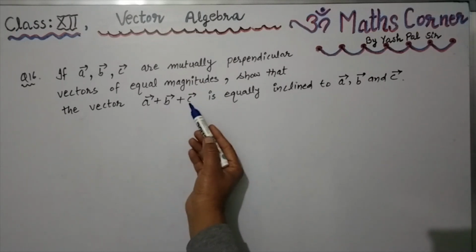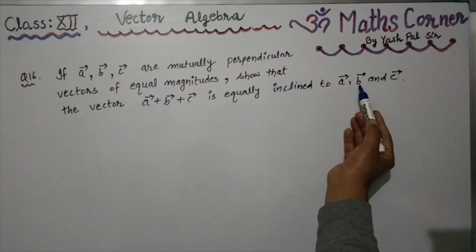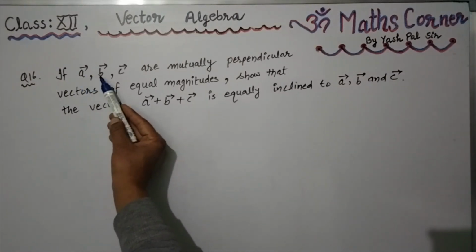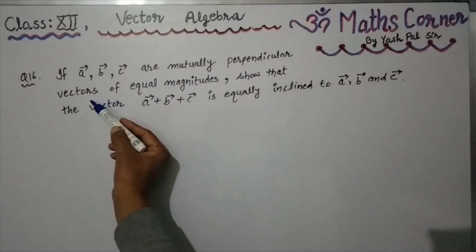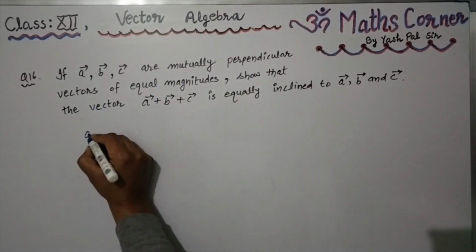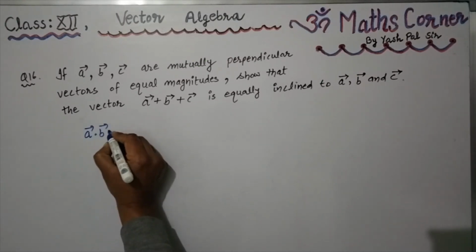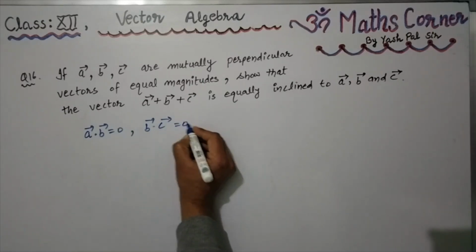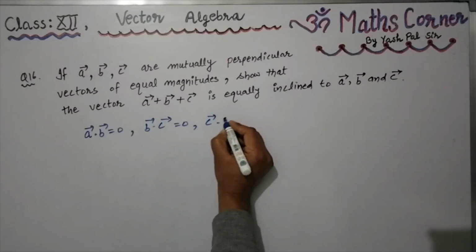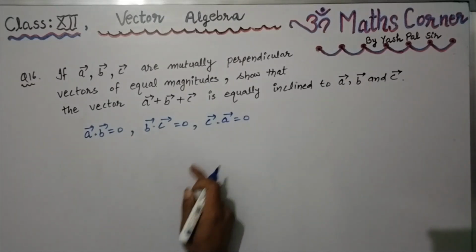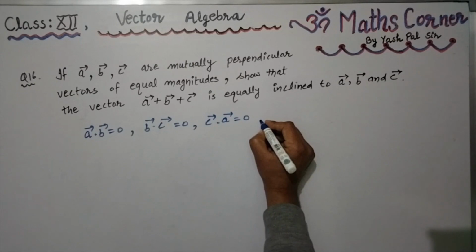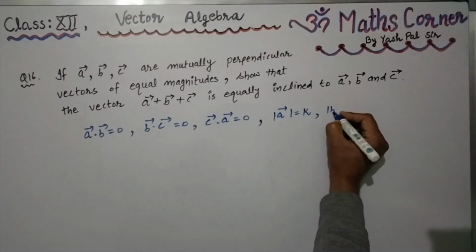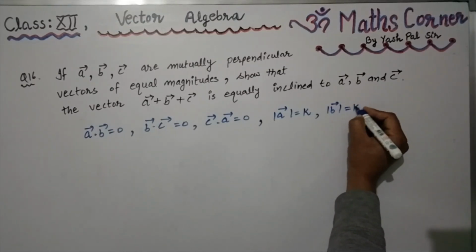Next question. Question number 16. If vectors A, B, C are mutually perpendicular vectors of equal magnitudes, show that the vector A plus B plus C is equally inclined to vectors A, B and C. Here first of all, what is given? Vectors A, B, C are mutually perpendicular vectors. So it means vector A dot vector B is 0, vector B dot vector C is 0, vector C dot vector A is also equal to 0.